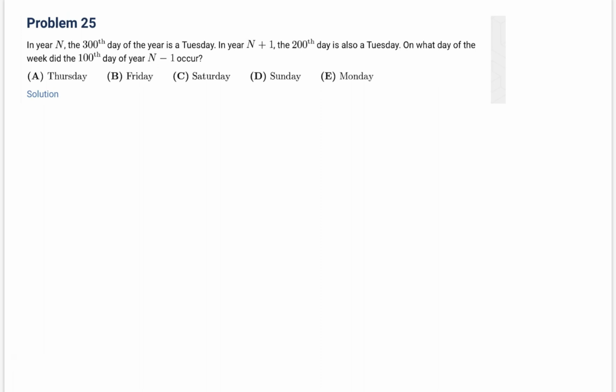And our last problem for today, problem 25. In year n, the 300th day of the year is Tuesday. In year n plus 1, the 200th day is also a Tuesday. On what day of the week did the 100th day of year n minus 1 occur?